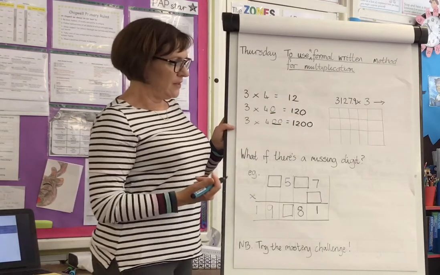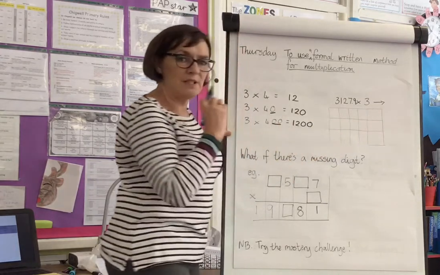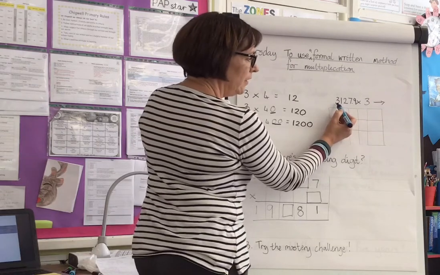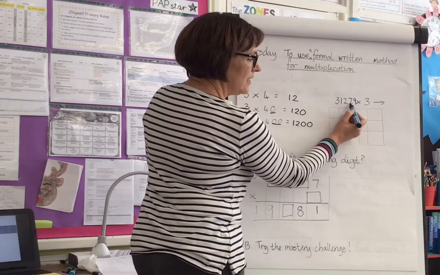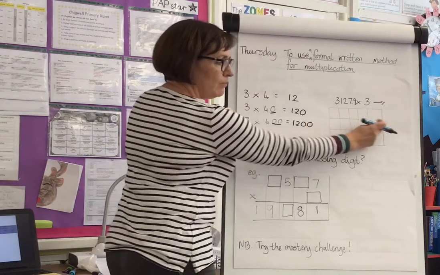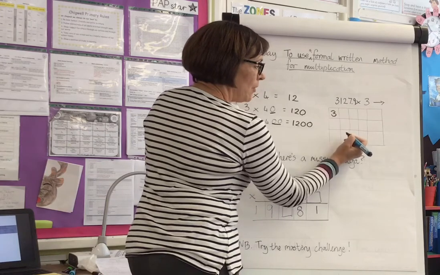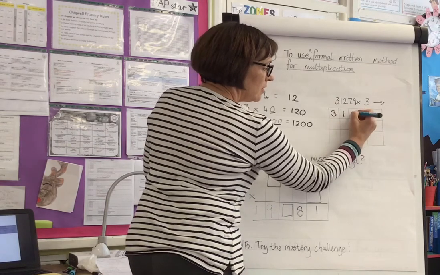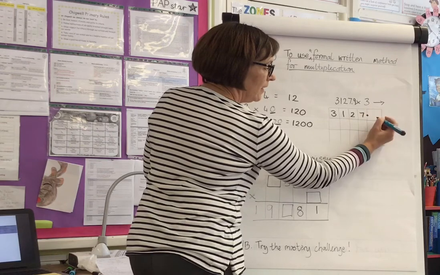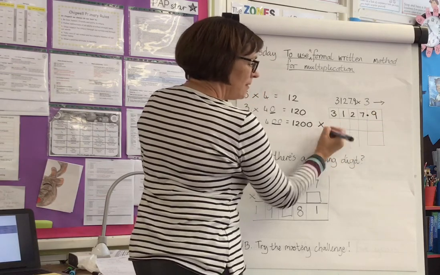Now, the other thing you might be asked to do is to turn a linear sum, that's a sum that's written in a line, into a column sum. So here, we've got 3,127.9 times 3. So please use squared paper. I'm going to write in each box 3,127. I'm going to put the decimal point here, 0.9. And I'm going to multiply it by 3.